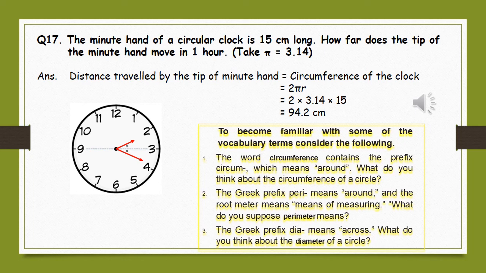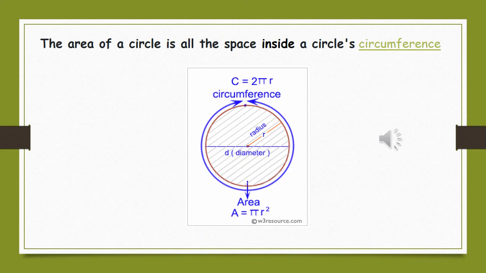Once again, the Greek prefix dia means across. So whenever we are using the term diameter, it is actually telling us moving from one end to another end through the central point of a circle, that is known as diameter. Now, what do you mean by area of a circle? It means the space inside a circle's circumference.